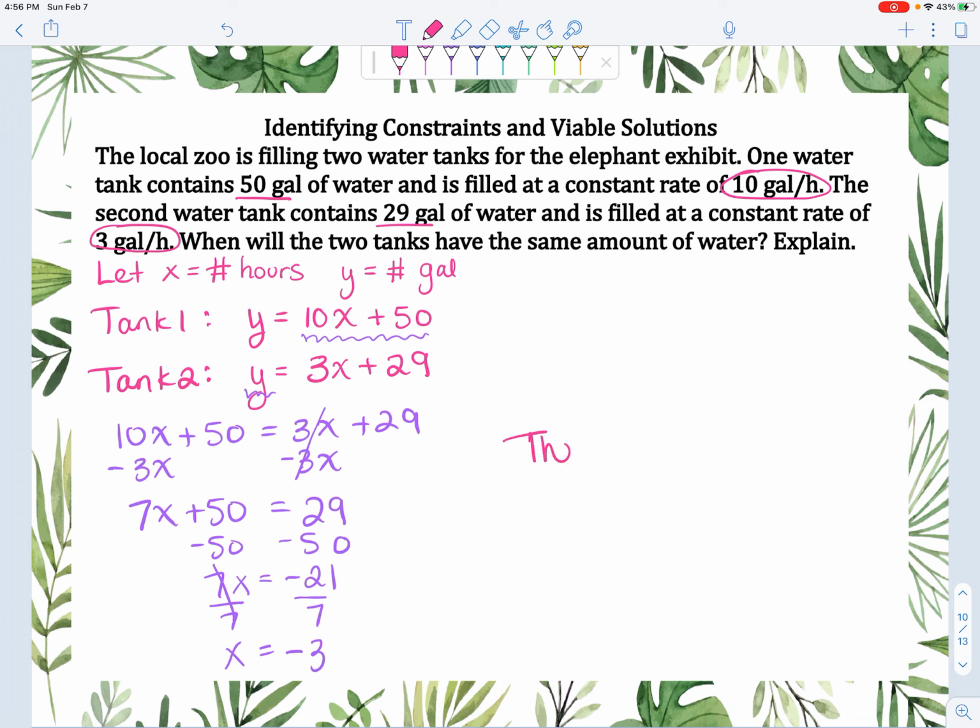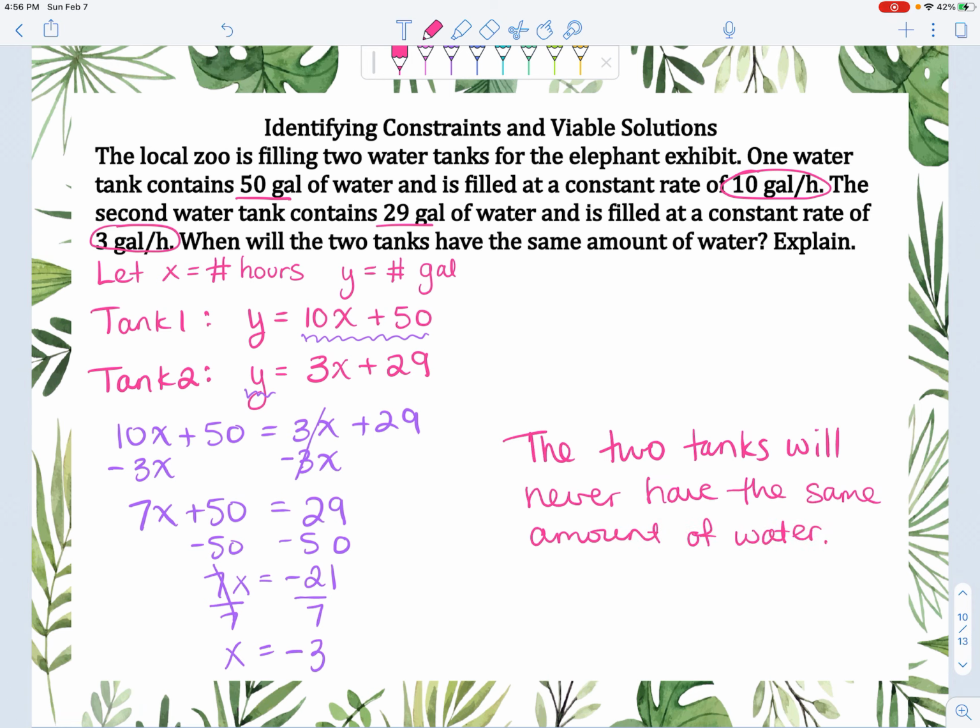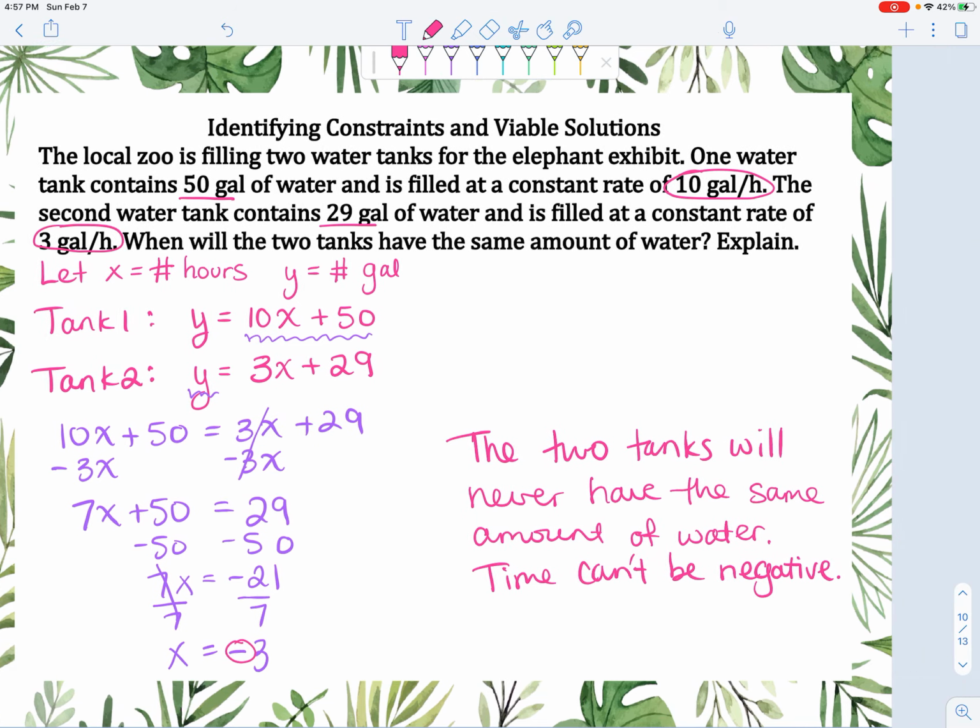So I'm going to write as my final answer, the 2 tanks will never have the same amount of water. And my explanation is you can't have a negative amount of time. Time can't be negative. This answer does not make sense, so it is impossible.